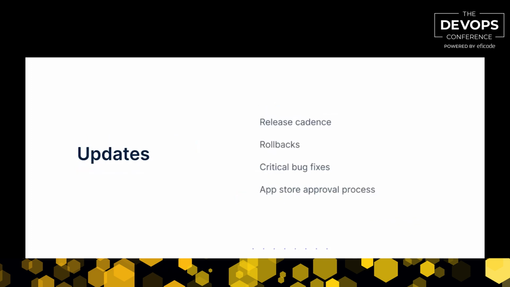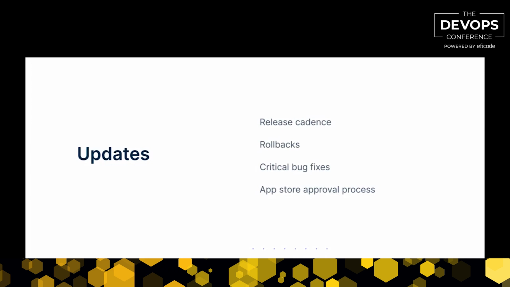So updates for your application, as I mentioned earlier, are going to be very different for mobile versus web. You may have a set release cadence, like every 2 weeks, or you may release more depending on when releases are ready. You may also want to think about what your strategy looks like for rollbacks and critical bug fixes.